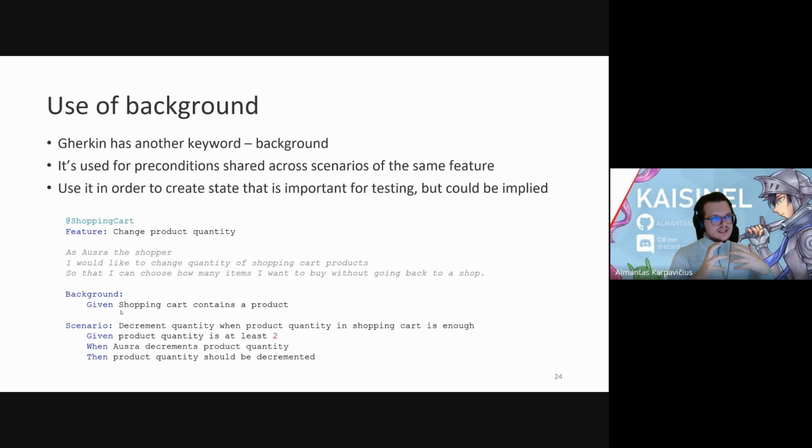Like, if we are increasing or decreasing quantity, it needs to be quantity of something. So now by putting that in the background, we say, okay, there's a product. So we are increasing and decreasing quantity of that product that is in the shopping cart. So details that we don't want to repeat, but are somewhat important, we can put in the background, like in here.